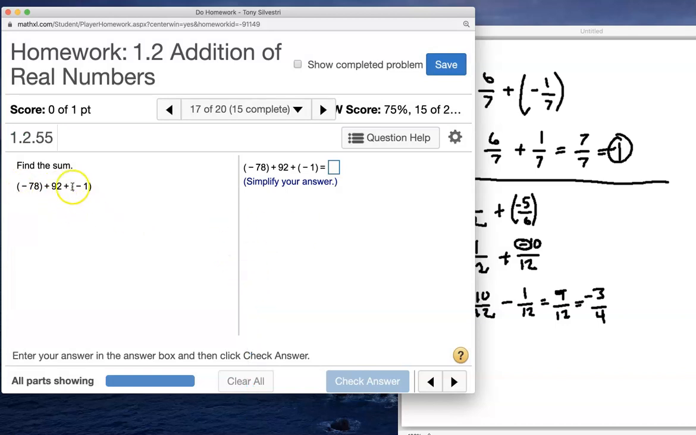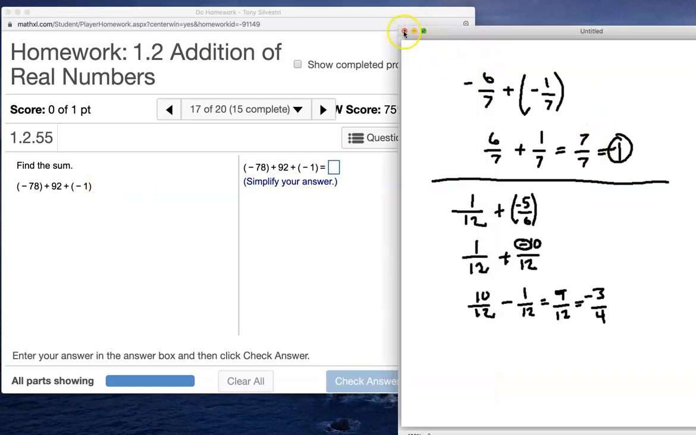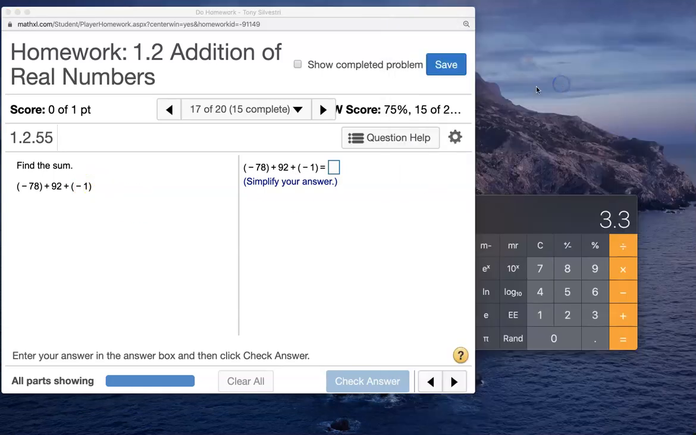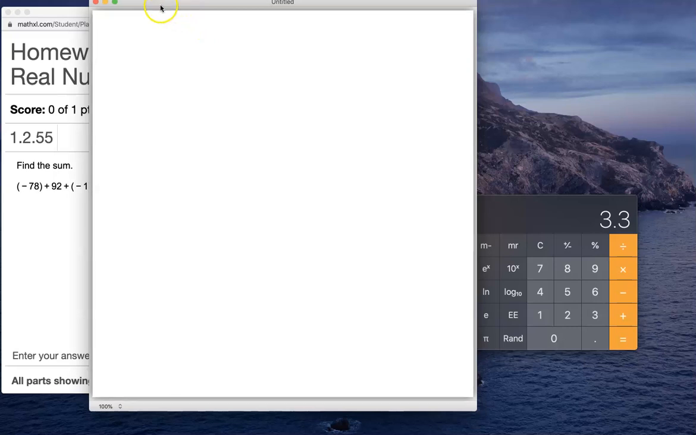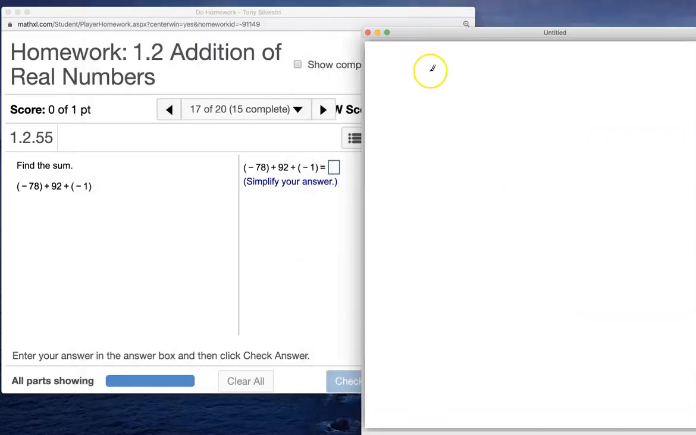Now, this is the same stuff, but we're doing 3 numbers at a time. See, so far we just did 2 numbers. So what we're going to do is do some virtual paper, write the problem down. And basically what you got to do here, you don't really need the parentheses because there's no number in front, so no operator in front. Negative 78 plus 92 plus negative 2, negative 1.